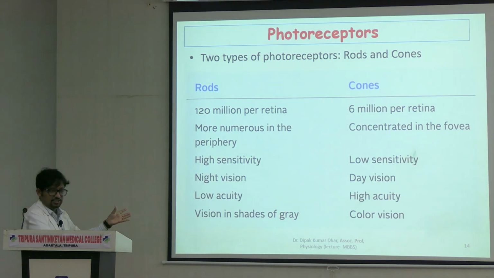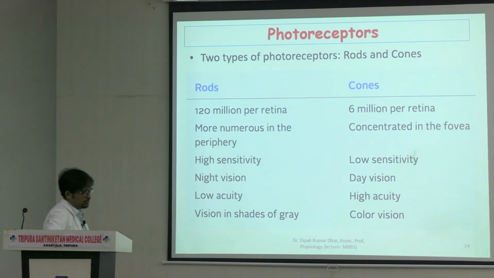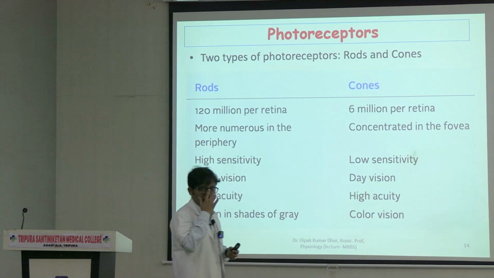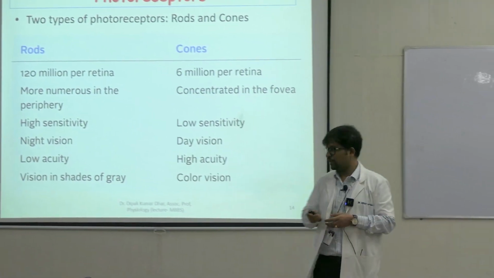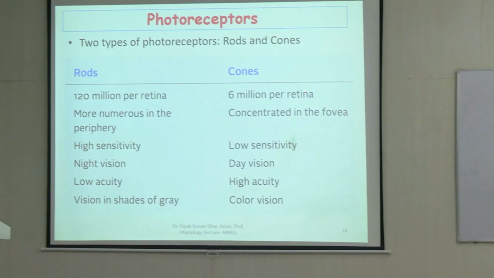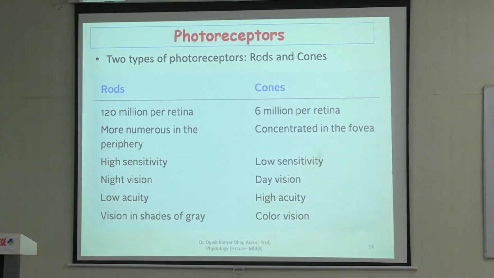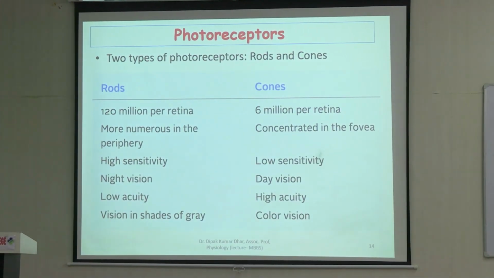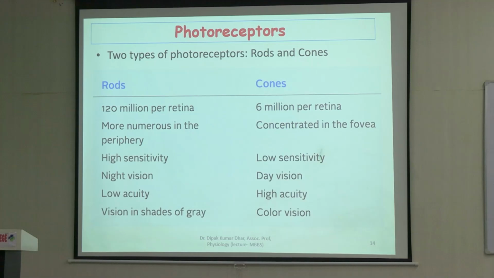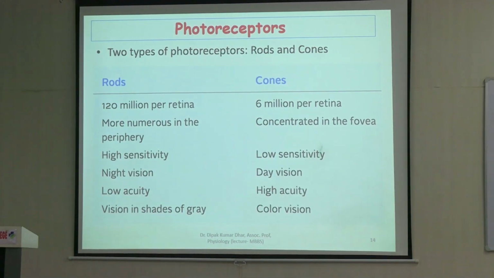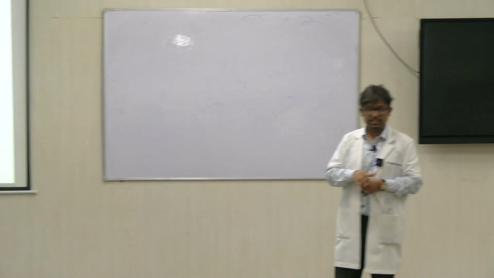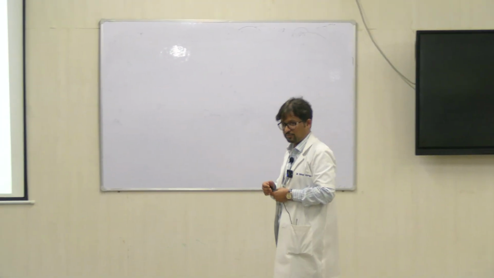Let me discuss the differences first. So structurally, these are some of the differences. If you see the number, rods are more in number, almost 20 times more, 120 million per retina, and cones are 6 million per retina. So definitely rods are many times more in number. Distribution of rods is more in the peripheral parts of the retina. Central part of the retina has cones.